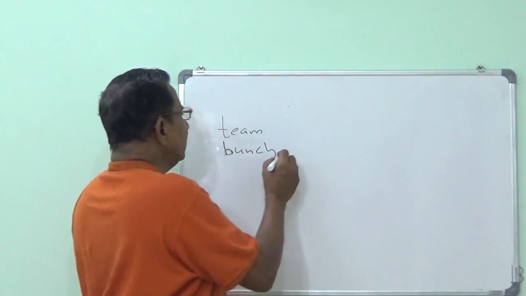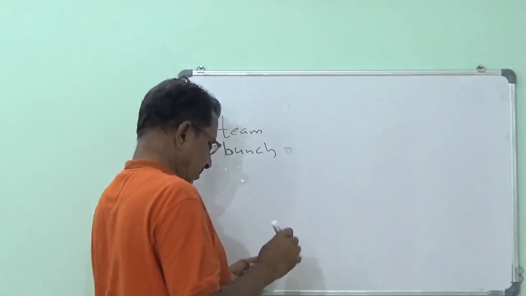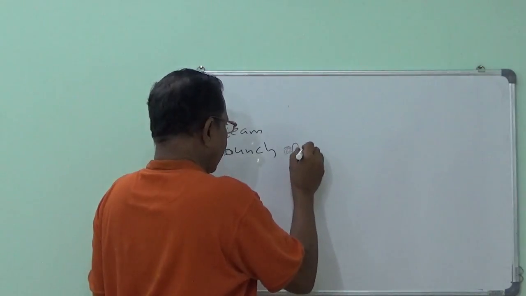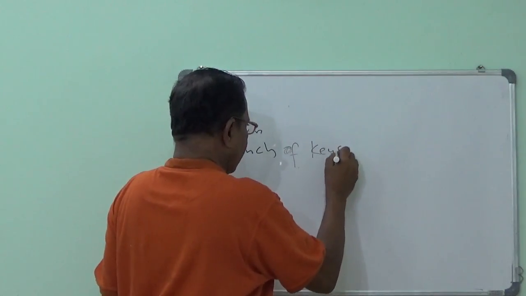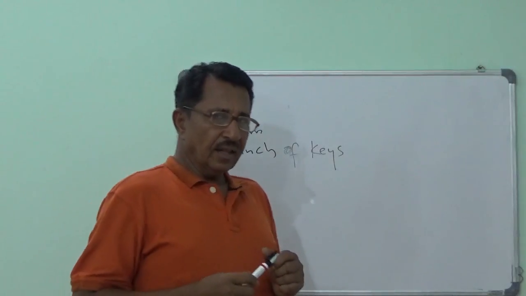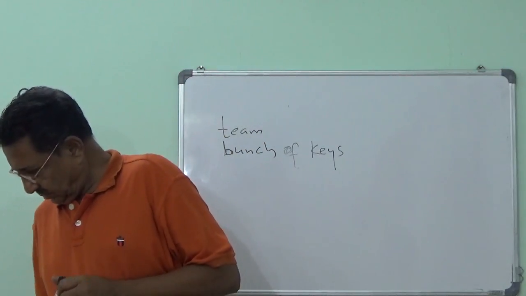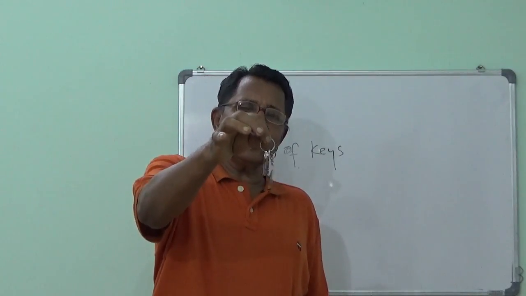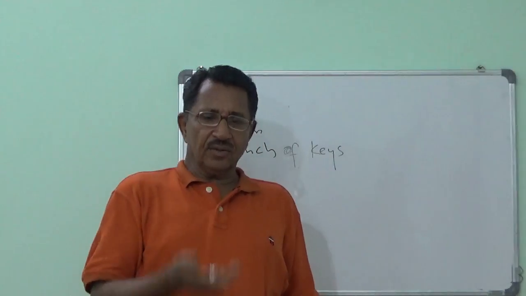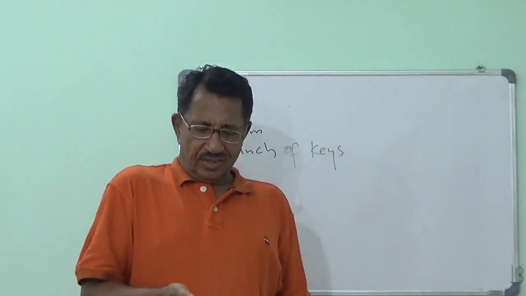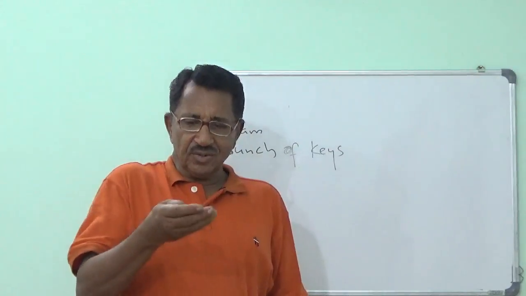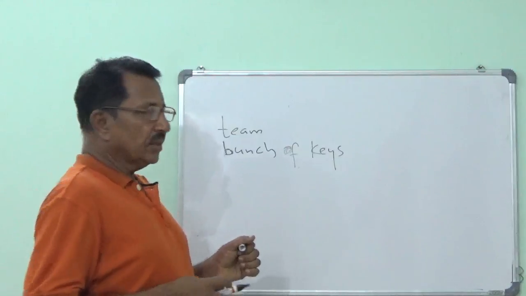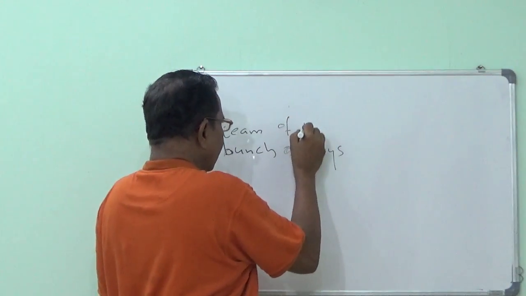So, a bunch of keys. A bunch of keys, you say. Means, you know, sir, we will not say a group of keys. For each thing there should be some difference. And also it should sound good and also look good. So therefore we say bunch of keys. What about team? It's a team of players.